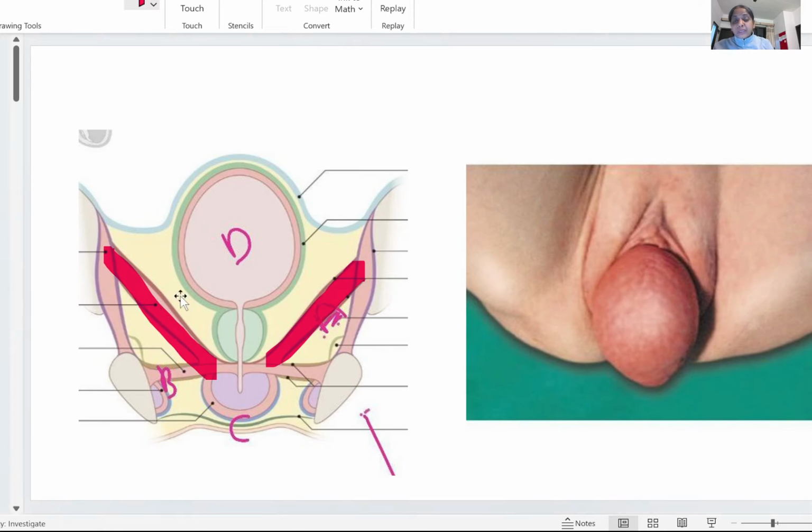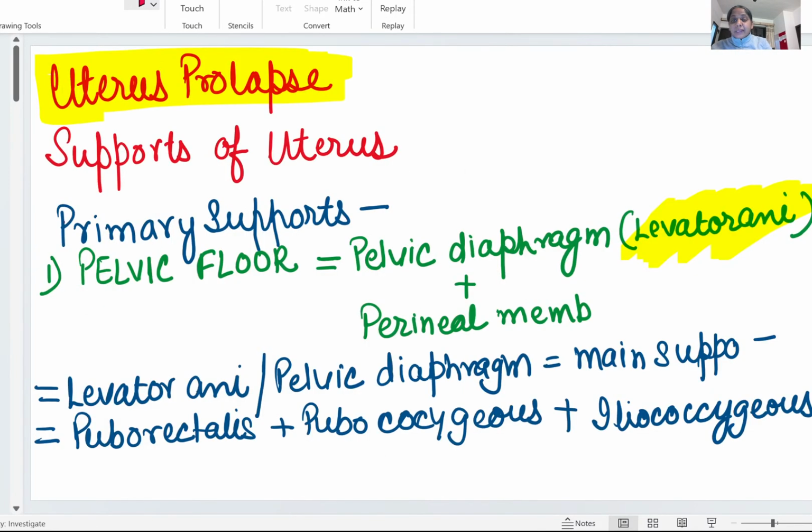So this is the levator ani muscle. It is totally covering the outlet of the pelvis, right? So which is the main support of the pelvis? The main support is the levator ani. Most of you mark ligaments in the MCQs, but ligaments are not the main support.